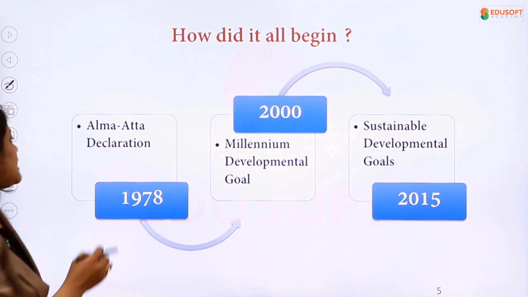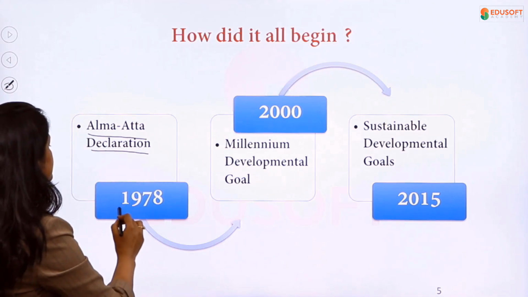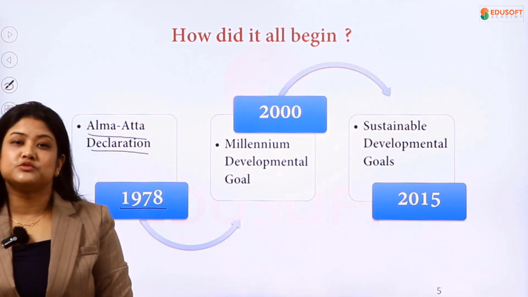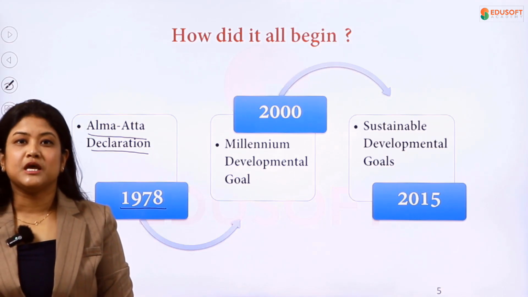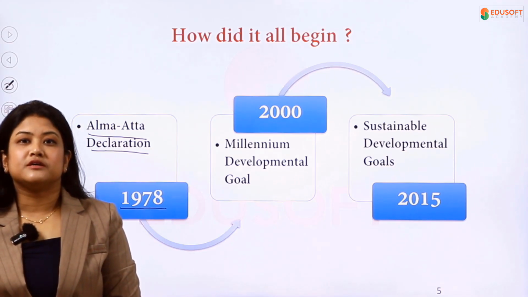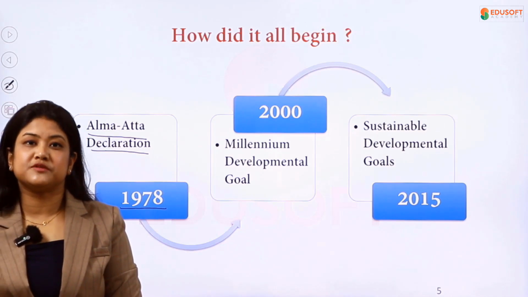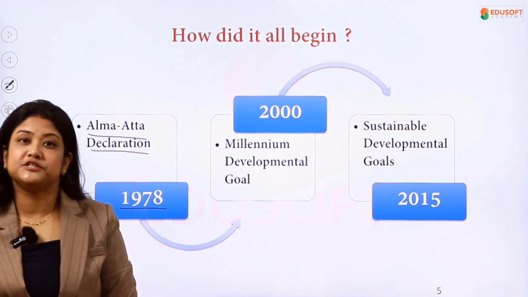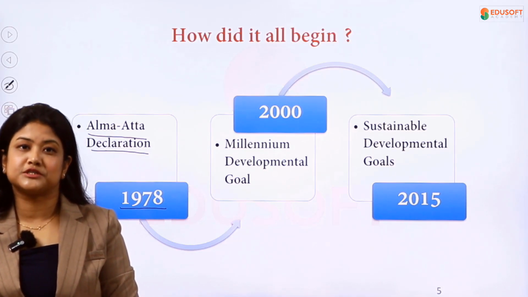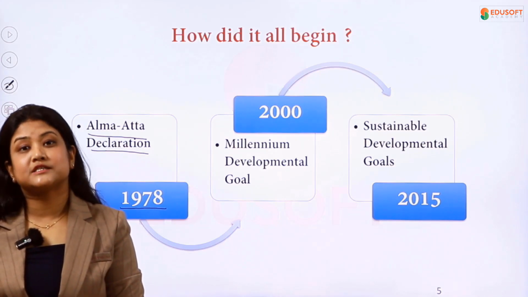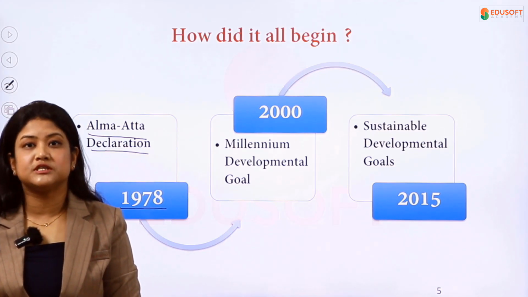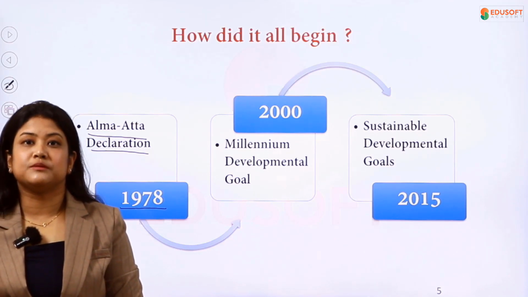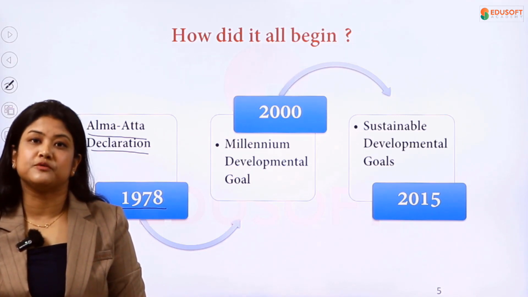So coming to our main topic, how did it all begin? First there was the Alma Ata Declaration in 1978, which was primarily for primary health care, to achieve health for all by 2000. Later, in 2000, the Millennium Development Goals were put forward, basically to achieve universal health coverage, for an accessible and equitable world, and to reduce poverty.